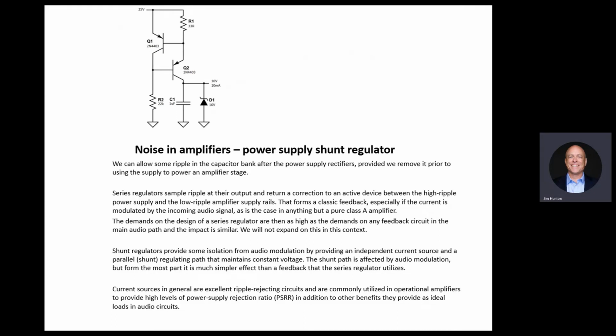Okay, shunt regulators, we're going to talk about that. A lot of times we will take a high ripple supply and run it through a regulator. A series regulator basically samples the output and brings it back to the input, a feedback circuit. Once it's a feedback circuit, if the output changes, like the current changes or the voltage changes, it's part of your audio path. It has to behave correctly and be designed correctly for AC, for audio signals. It's not a DC device anymore.